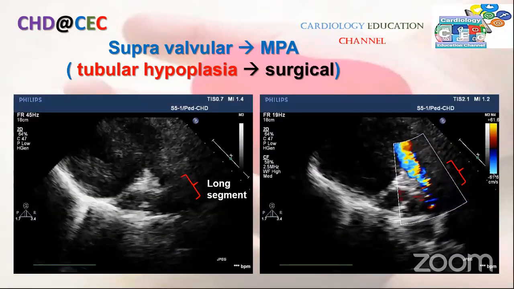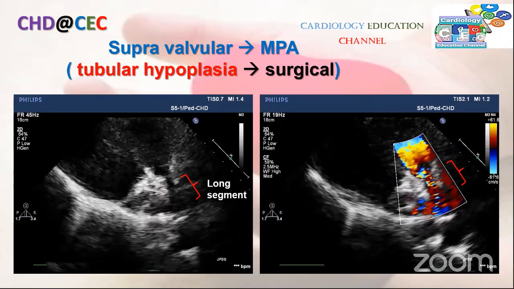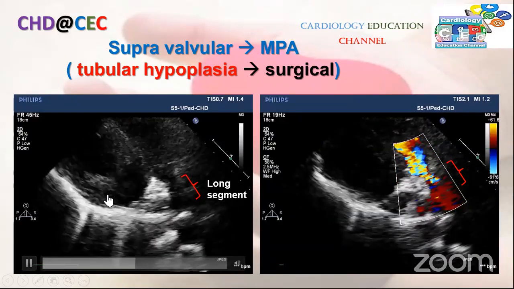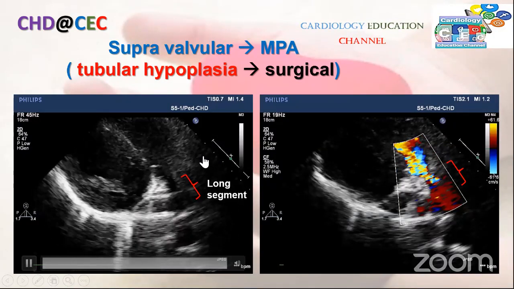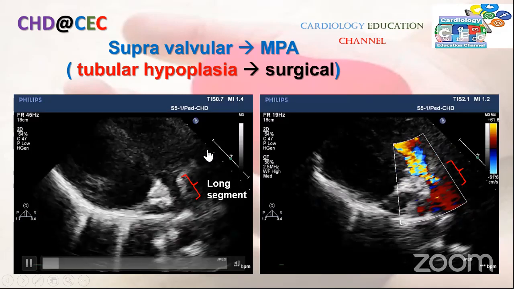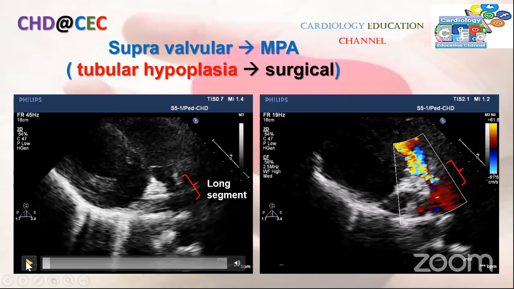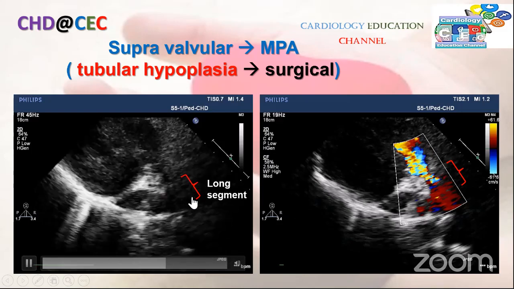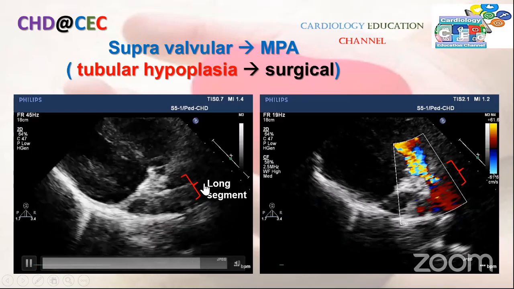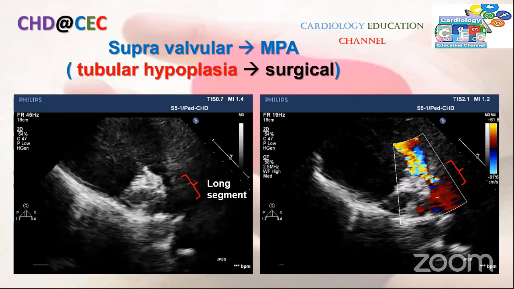Diagnosing supravalvular pulmonary stenosis and the main pulmonary artery, as we mentioned, depends mainly on the echo. So this is a case of supravalvular pulmonary stenosis, tubular hypoplasia of the main pulmonary artery. This is a parasternal long axis view with anterior angulation. We have seen this is the level of the pulmonary valve, and it is quite mobile, and we have a long segment of hypoplasia in the main pulmonary artery. This patient was referred after a balloon valvuloplasty with suboptimal results.